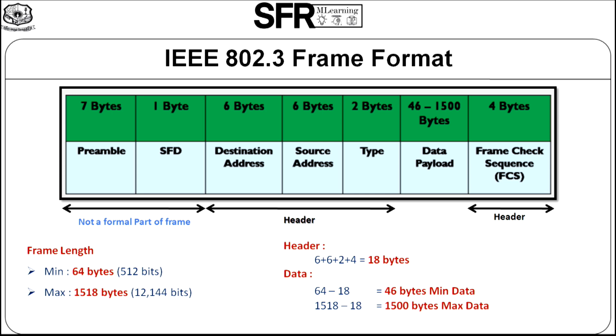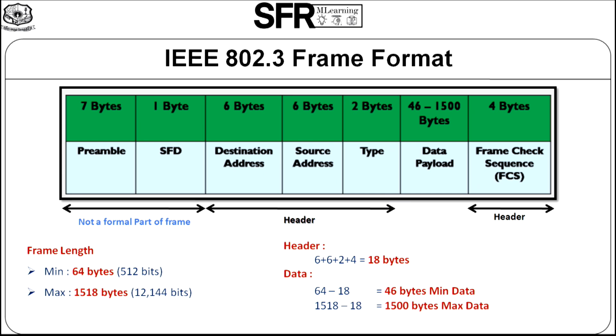In the remaining 5 fields, 4 fields are treated as header and the data field is the data payload. The header contains the destination address, source address and the type, and the last field is FCS for error detection. The minimum frame length is 64 bytes and the maximum frame length is 1518 bytes.